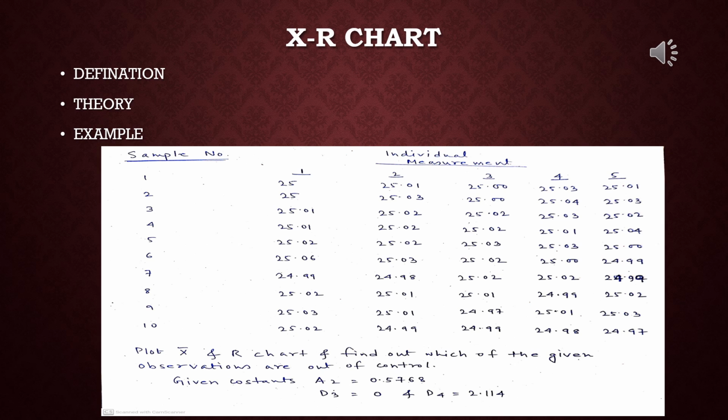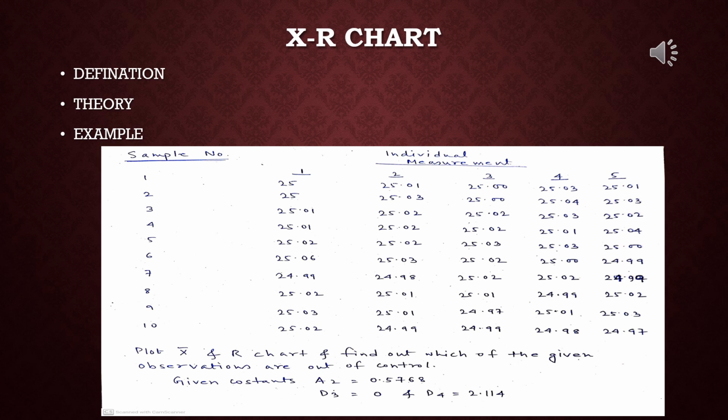You'll find all the formulas jotted down on a single page, so that you can benefit from it. Moving on, as we were talking about the X bar R chart, let's look at an example. As you can see, it is a very detailed one. How do we understand this example? Each sample has five different results. Samples 1 to 10 each have five results attached to them.